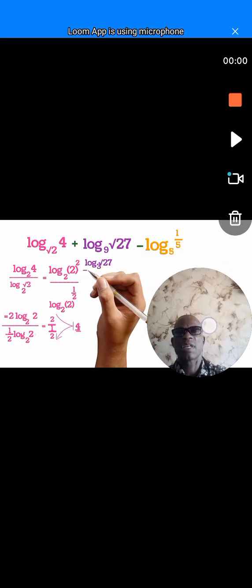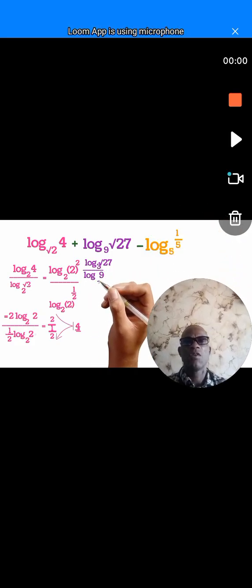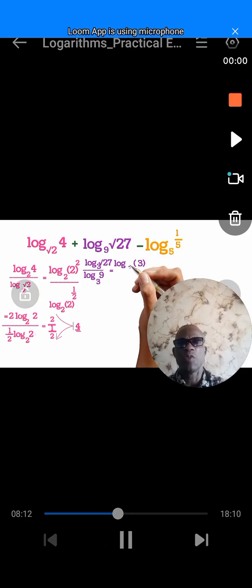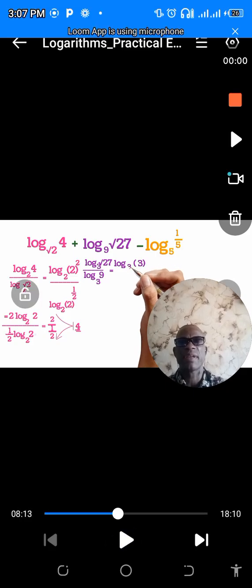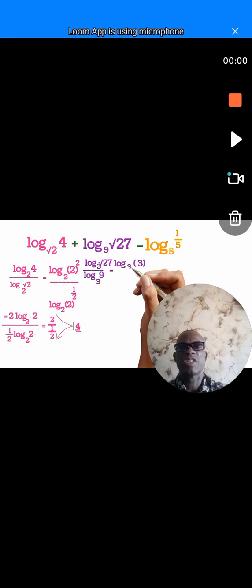Then the second section: log root 27 base 9 over log 9 base 3. Now we have changed it to base 3. Why did we change it to base 3? We changed it to base 3 because there's a relationship between 27 and 9.